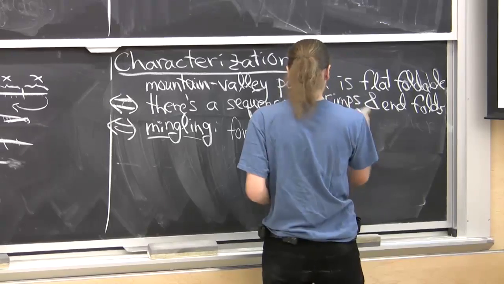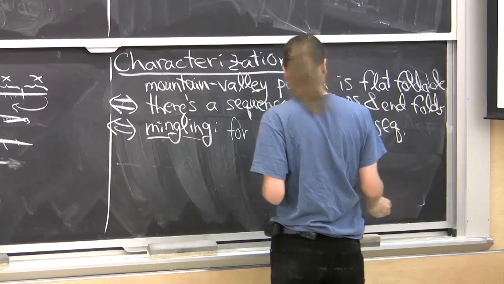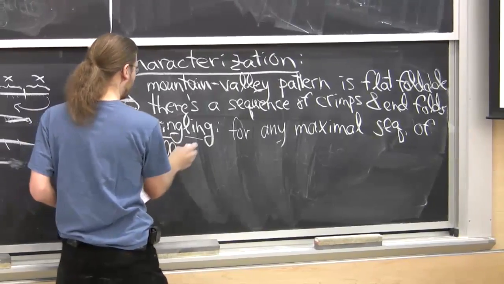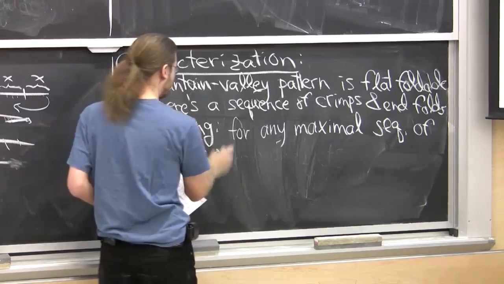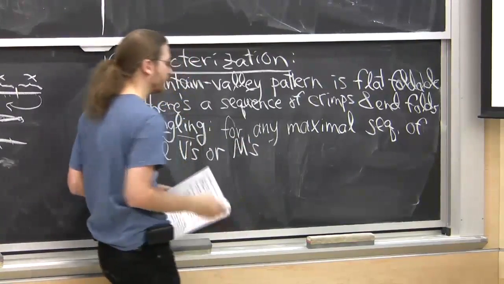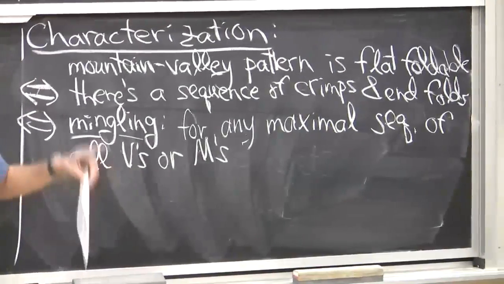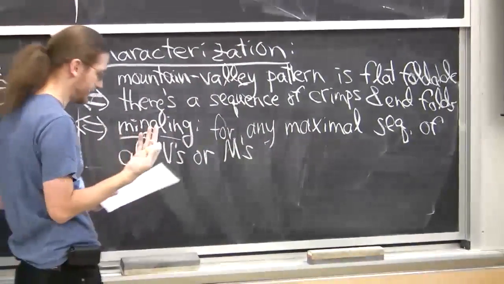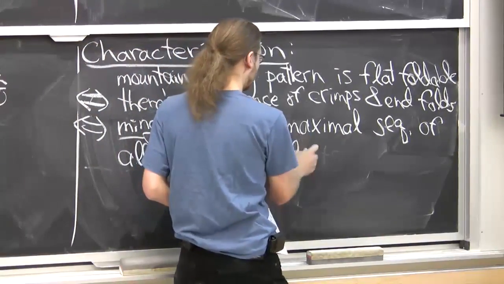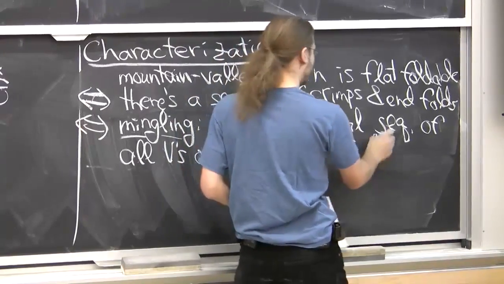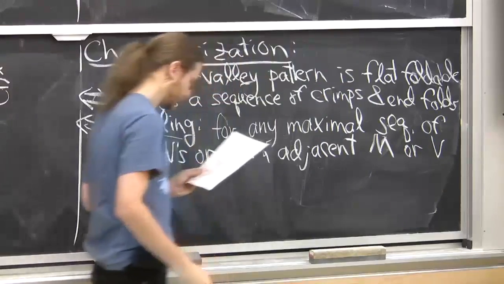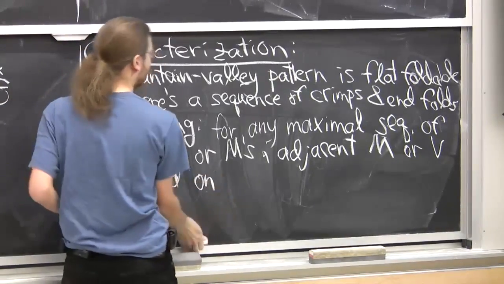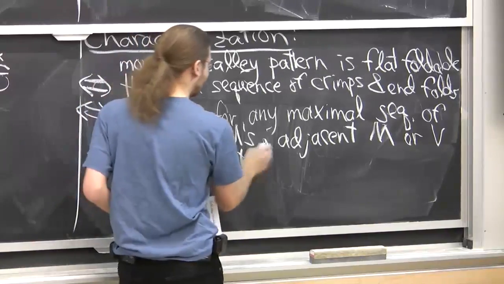So what does it mean? If I take a whole bunch of V's in a row, or I take a whole bunch of M's in a row, as many as I can. So that means they're surrounded by creases of the other type, or possibly the edge of the paper. But if I take a whole bunch of V's, then the next crease and the previous crease are M's, let's say. Then the adjacent crease of the other type, or possibly the end of the paper. And I want this to be true on at least one side.